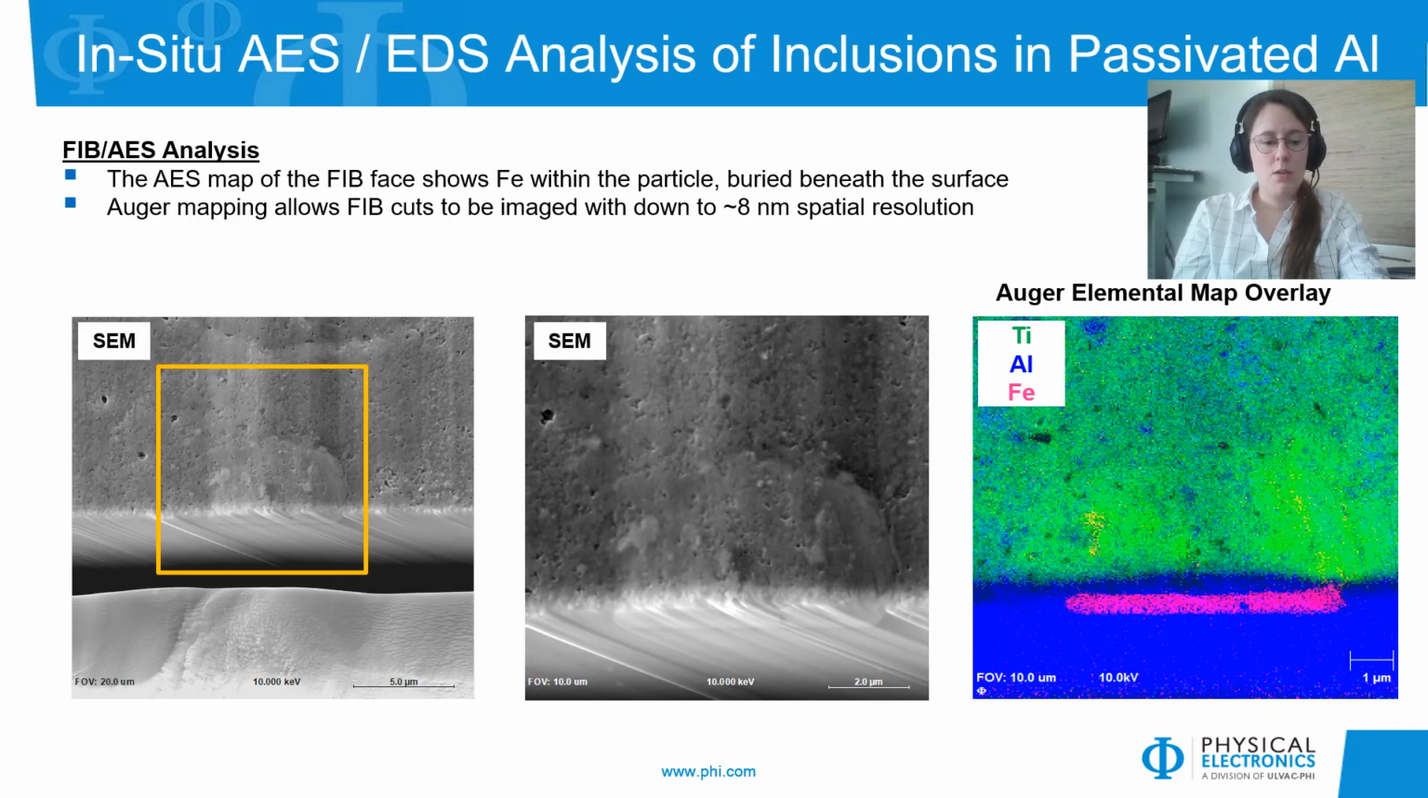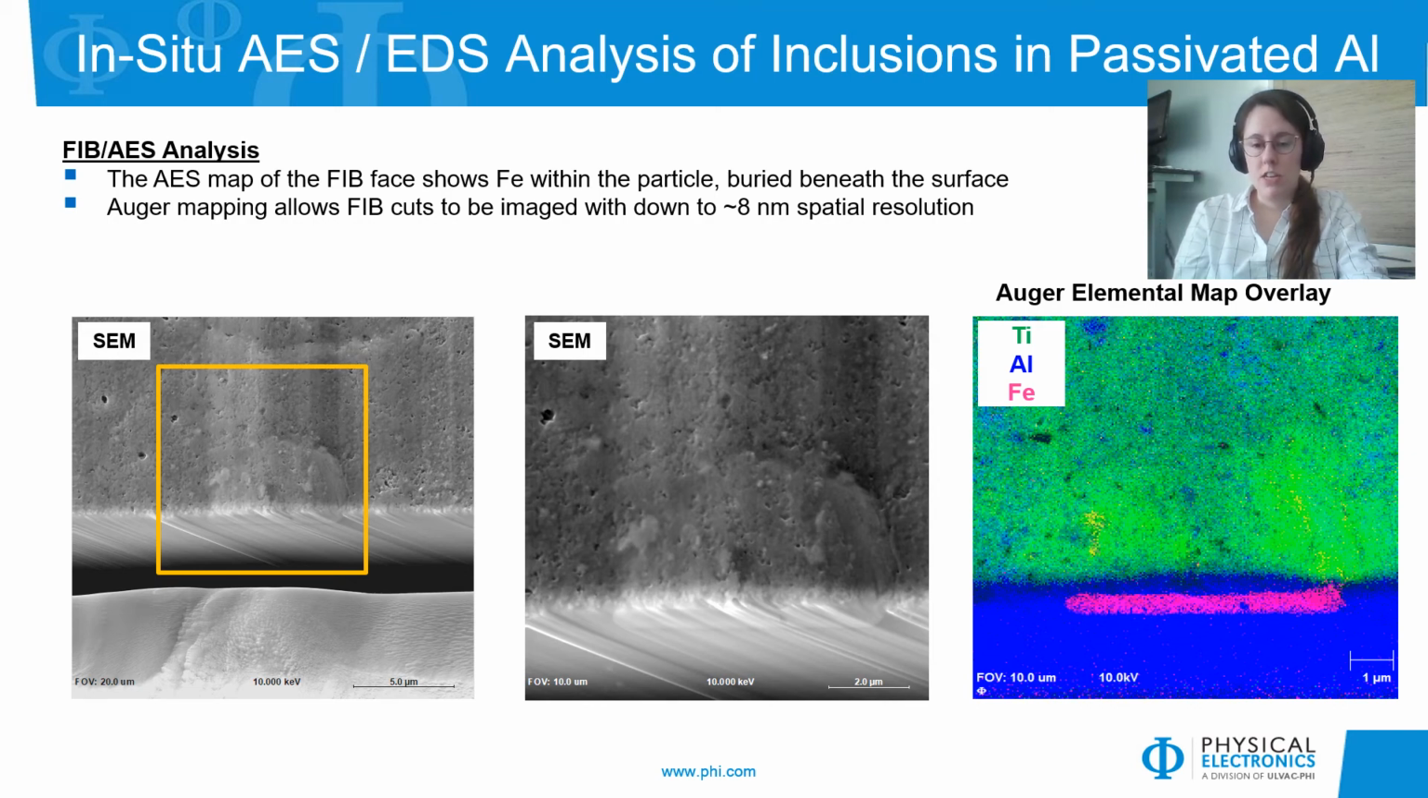So what we then did was we took a FIB cut through the particle that we were seeing in the SEM image. So this is the FIB cut in the freshly exposed FIB face. If we then zoom in on this feature, we can see that there's this platelet shape of the defect that's present in the SEM image. And then we conducted an Auger map of our freshly exposed FIB face. And interestingly, we can see this layer of iron that's just below the sample surface and is actually platelet shaped.